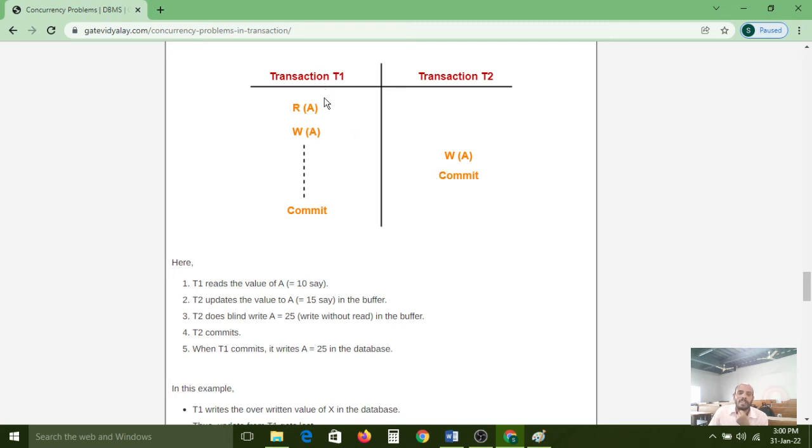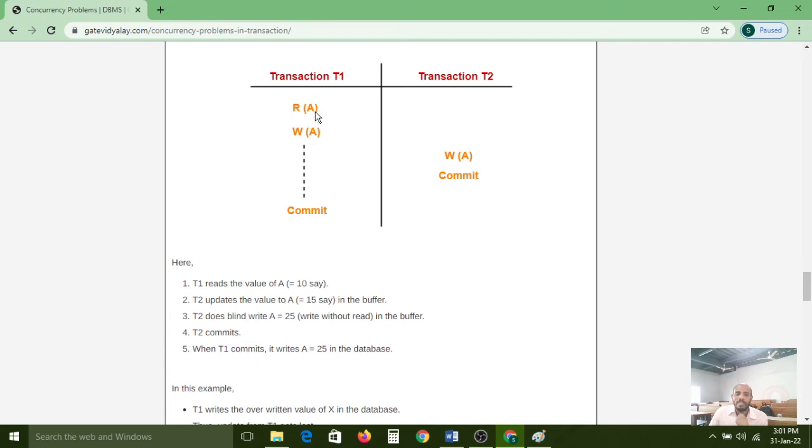So here T1 is still waiting. It has not committed. The value is what? 10. The first value is 10. After writing, it is 15. According to the T1 transaction, the A account value is 15. But according to transaction 2, the written value is 25, and it immediately committed transaction 2. T2 commits. When T1 commits, it writes A equal to 25 in the database.